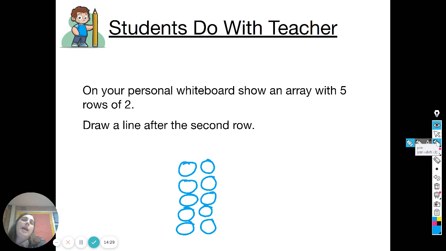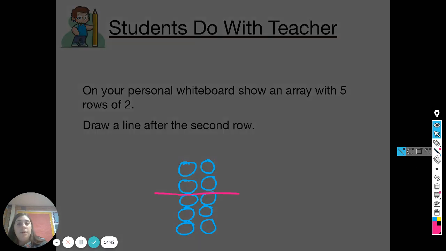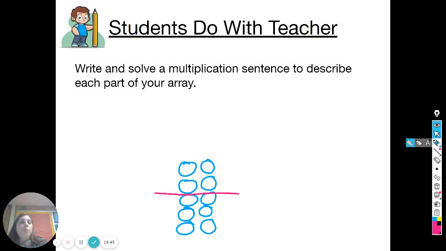Now it says draw a line after the second row. So I'm going to go ahead and draw a line under my second row. So I am breaking it down right now. Write and solve a multiplication sentence to describe each part of your array. So this is the part that I want you to do. We've drawn that line, we're breaking it down.